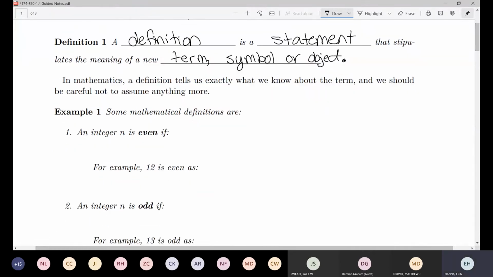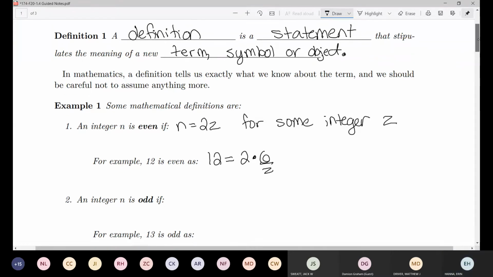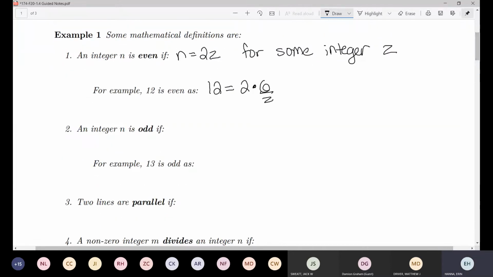So, a couple of mathematical definitions are: an integer n is even if n equals 2z for some integer z. For example, 12 can be proven to be even because 12 can be written as 2 times 6. So your 6 would be your z. We have a similar definition for odd. An integer is odd if it can be written as 2z plus 1 for some integer z.